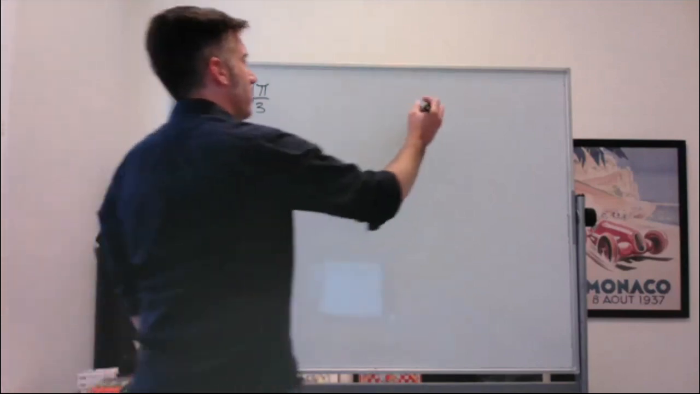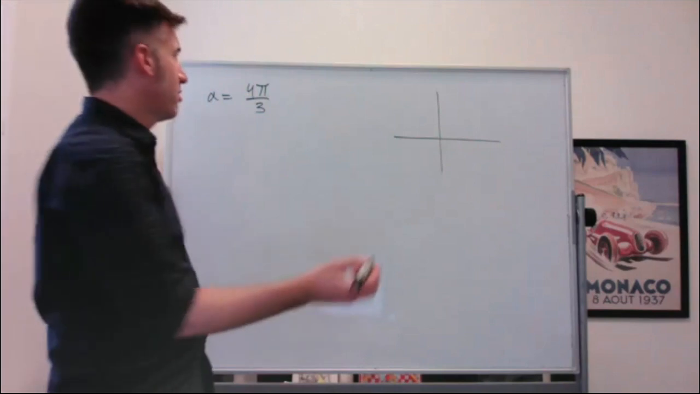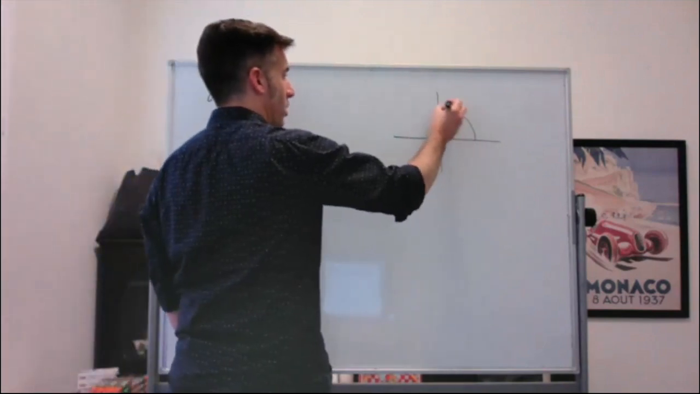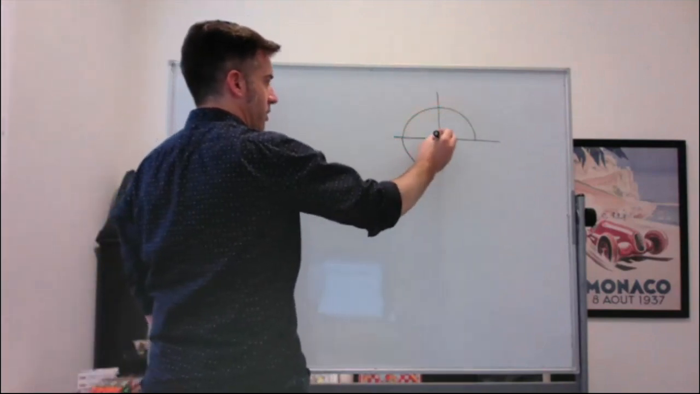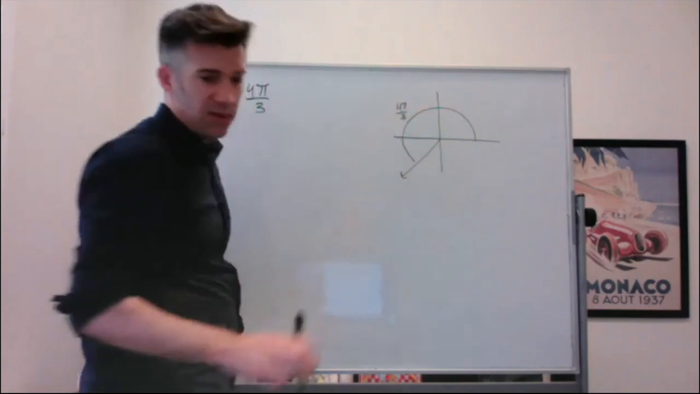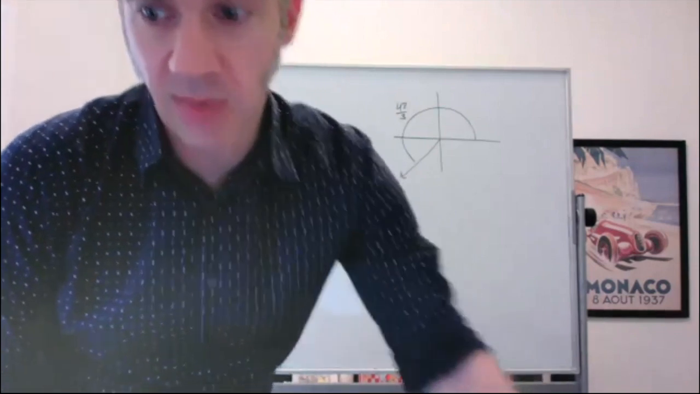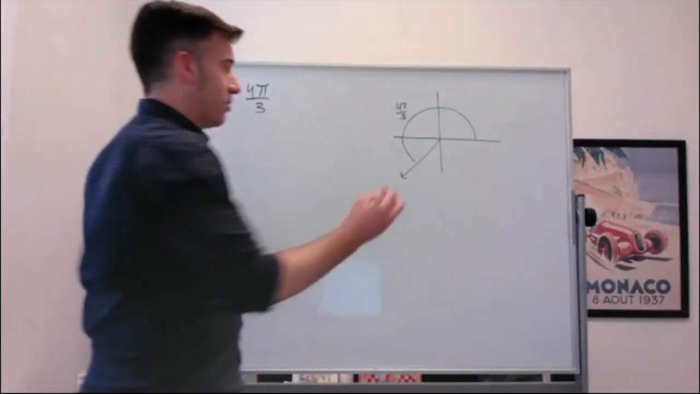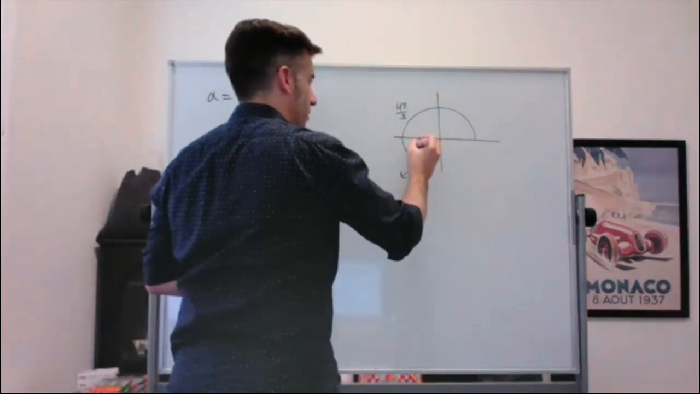So 4 pi over 3 is a little bit more than pi, right? It's 1 whole pi plus another pi over 3. So this would be an angle of 4 pi over 3. And we can also see the reference angle, because we're going to want to know the reference angle. The reference angle here is going to be pi over 3.